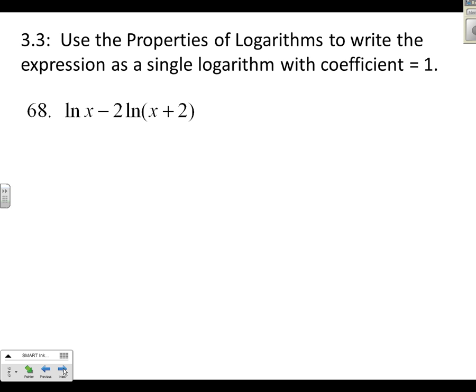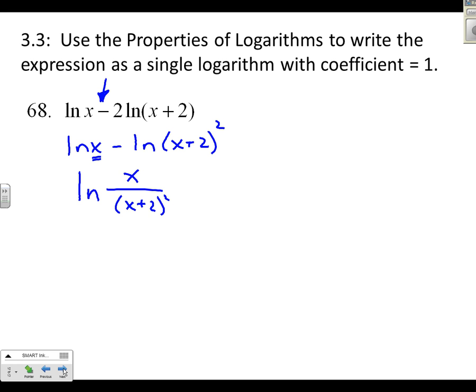Now this is the opposite of what we're doing. Now we want to smash everything together. And to smash everything together with a subtraction, our property in reverse of what we were just doing would say we turn that into a single logarithm of a quotient. But before I do that, I'm going to clean up this minus 2 by bringing the 2 in there. And now that gives me a single ln of x on x plus 2 squared.